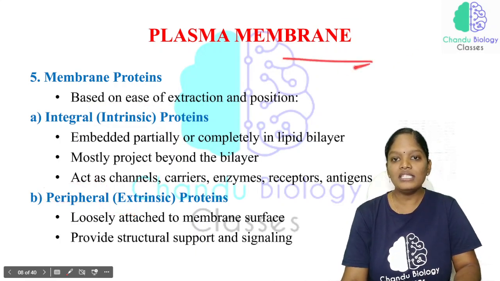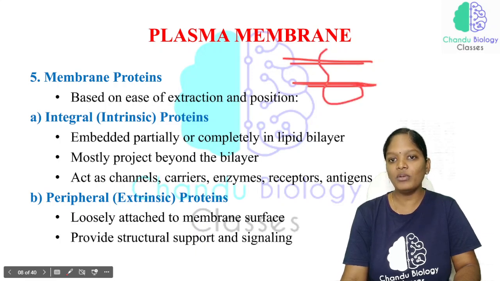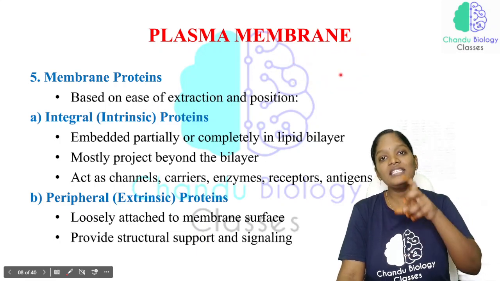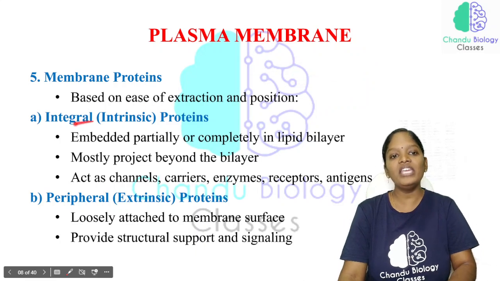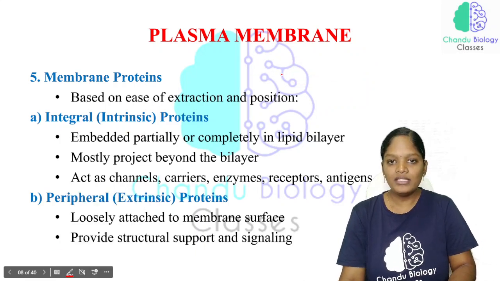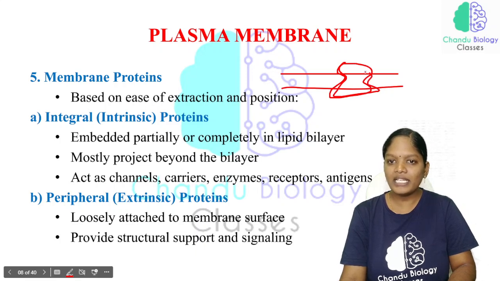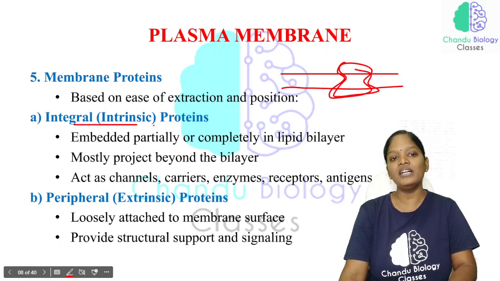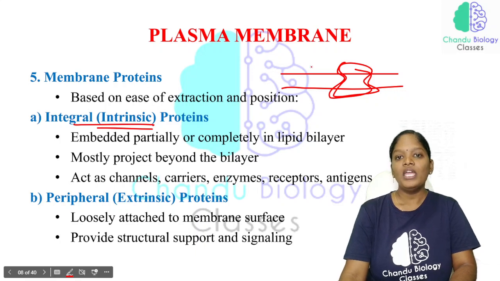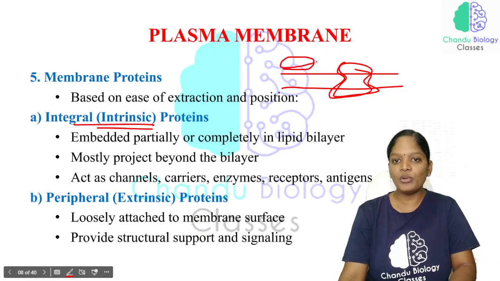See, this is a lipid bilayer. These proteins are integrated into the lipid bilayer, and as they are integrated in the lipid layer, we call them integral proteins. The protein which is integrated completely in the membrane we call an integral protein. Now, what about the peripheral proteins? The peripheral proteins will be attached like this.